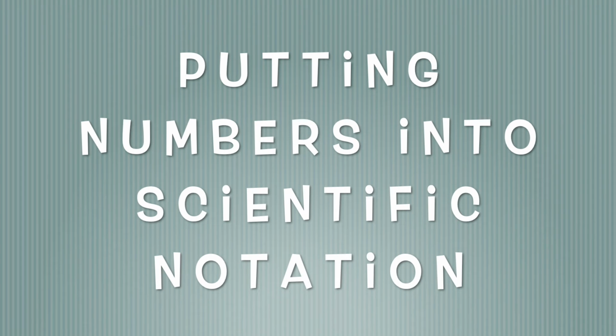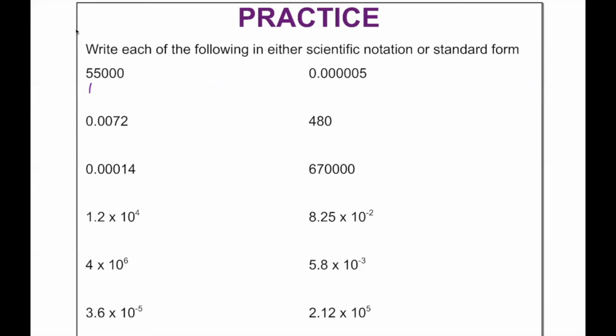And so here are some practice problems. For scientific notation, we're going to want to put the decimal here. In order to do that, we're going to need to move the decimal 1, 2, 3, 4 places. And so our digits are 5.5 times 10 to the fourth. And it's a positive number because our original number is greater than 1.